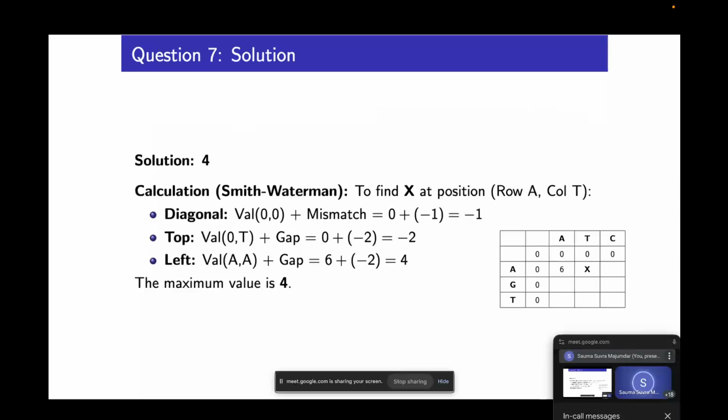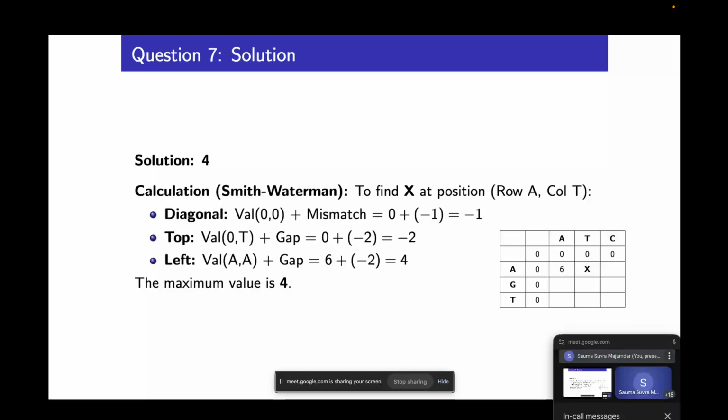Somebody was saying, if 6 was in the place of 0, like in the A position, then should we consider it a mismatch and take -1 and not the gap of -2? So you're saying if it was a diagonal traceback, then should we take it as -1? If it's a diagonal traceback, it's always a match or a mismatch. If it's coming from the left or the top, it's always a gap.